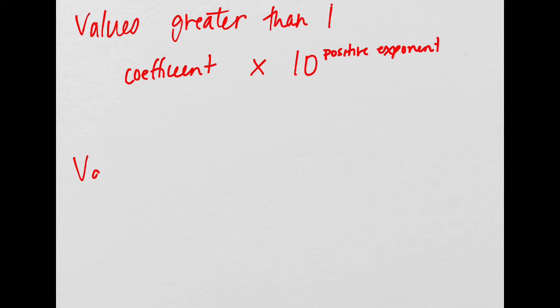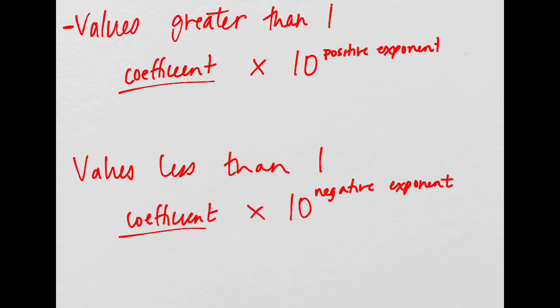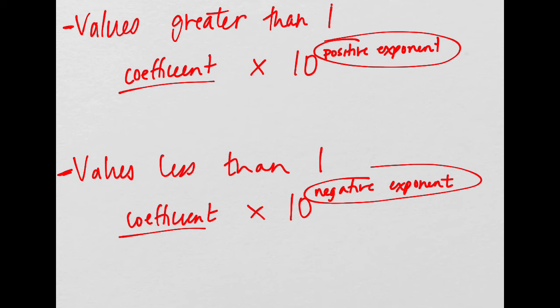When we have values that are less than 1, we will have our same thing, our coefficient times 10 to a negative value, or a negative exponent. Okay? Sorry, I forgot to write 1 there. When we have values that are greater than 1, the exponent is going to be positive. When we have values that are less than 1, the exponent is going to be negative.